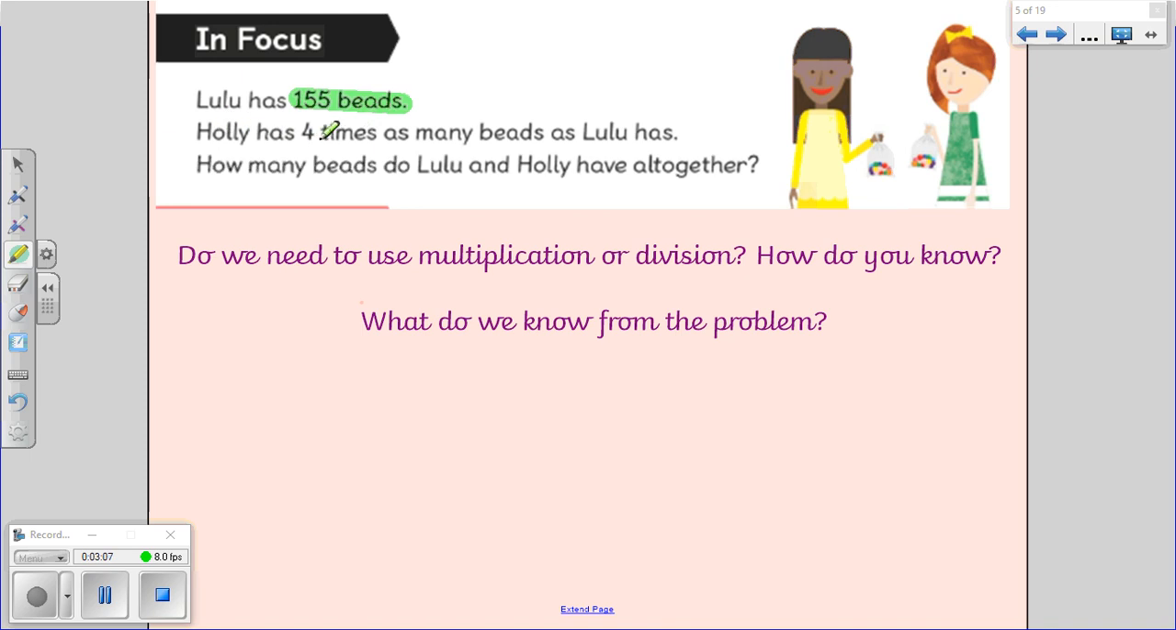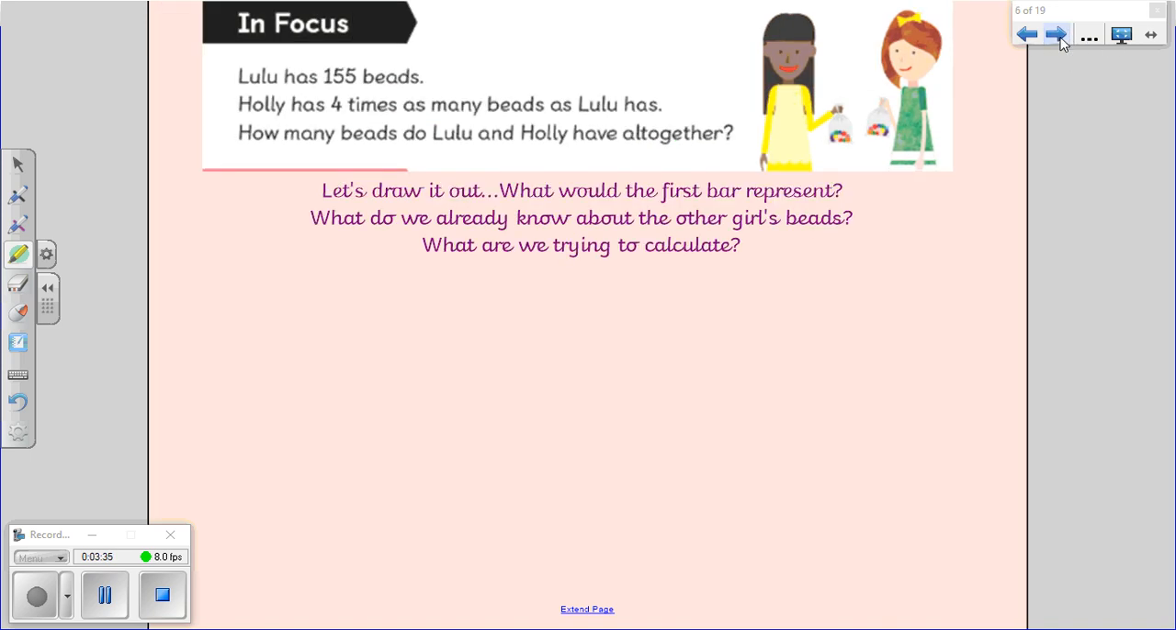Holly has 4 times as many beads as Lulu has. So that gives us a clue what we might have to do. And then the question at the bottom is, how many beads do Lulu and Holly have all together? Now we know from our brain warm-up that all together tells us that we're going to have to do multiplication. So well done if you highlighted those key parts.